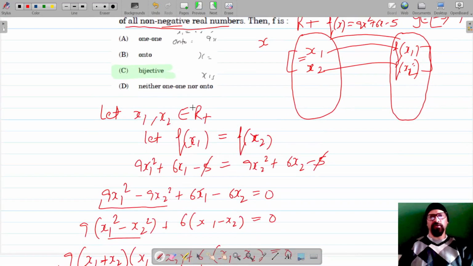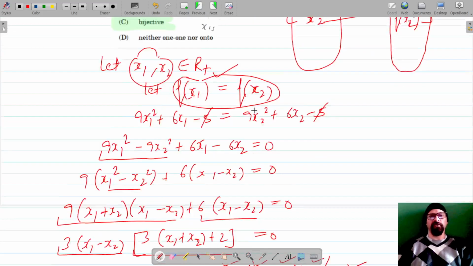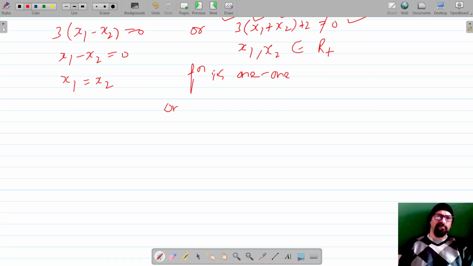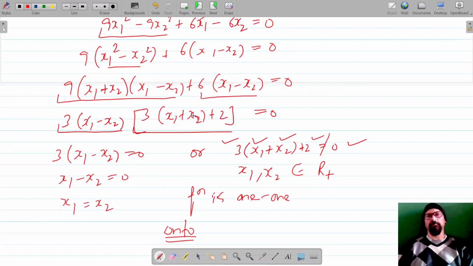That means if two images are equal for two different values of x, then these two are also not different. These two are also the same value, which gives me that the given function f is 1-1. Now let's check this function for onto, if it's onto or not.